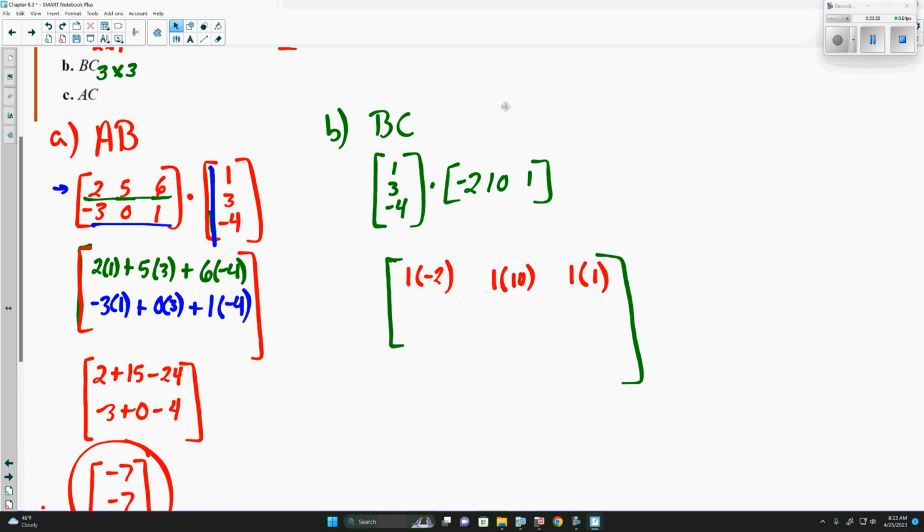Any questions on how we got the first row of this matrix? Now we're going to do a similar process with the second row. So second row, first column: 3 times negative 2. Then we'll do it again and have 3 times 10. And lastly, 3 times 1.